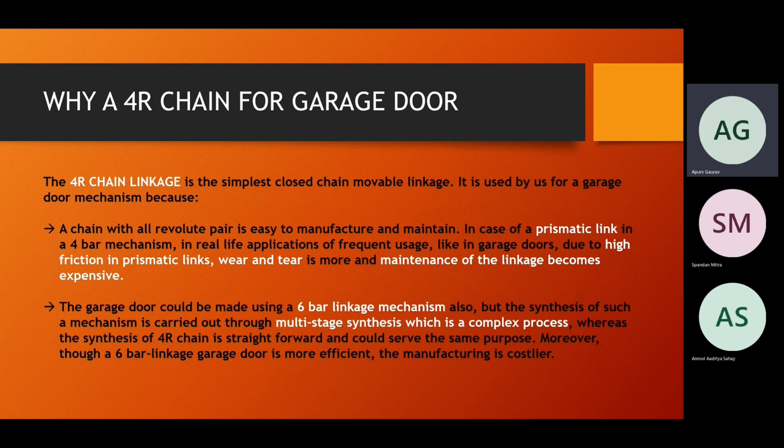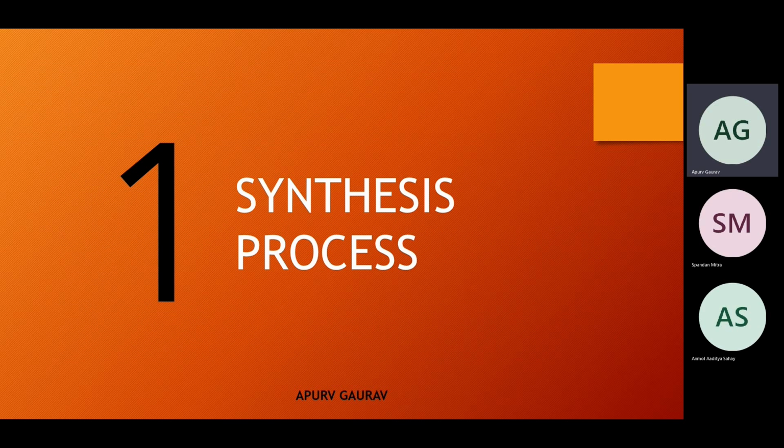So why have we chosen a 4R chain for a garage door? A 4R chain is chosen over a prismatic link because it was also mentioned in the question, and due to high friction in the prismatic links, the wear and tear is more and the maintenance becomes expensive. We preferred the 4R linkage over the 6-bar linkage, because the 6-bar linkage mechanism requires a multi-stage synthesis process, which is complex, whereas a 4R chain synthesis is a straightforward process. So let us look into the synthesis process.